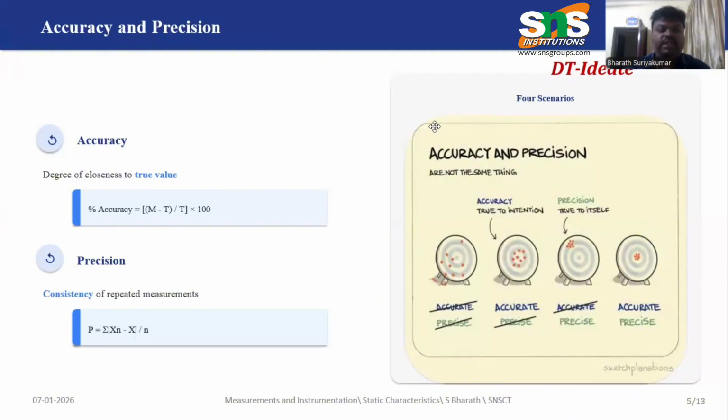Accuracy. Accuracy is the degree of closeness to the true value. It is measured with the formula (m minus t) divided by t, multiplied by 100. Precision. It is the consistency of a repeated measurement. This could be explained with four scenarios. We all understand the concept of the bullseye through an archer. What is accuracy? Accuracy is how close the value is to the center point. What is precision? Precision is how close the values are to your first value. You can differentiate accuracy and precision from these four diagrams.